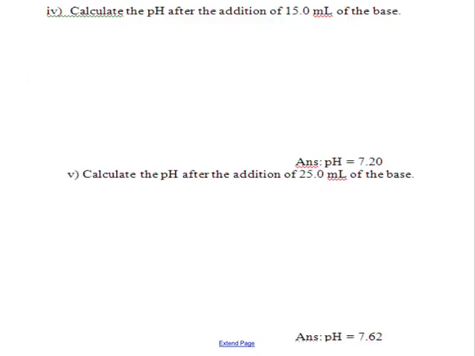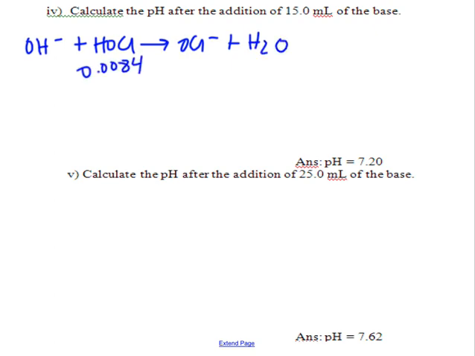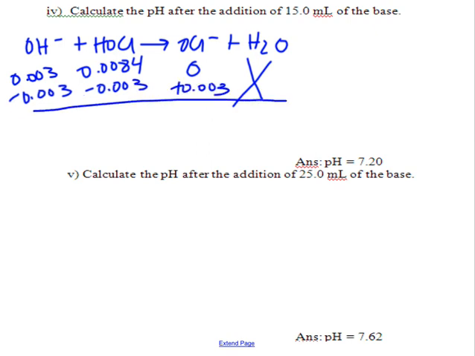Calculate the pH after the addition of 15 mL of base. So we're going to convert HA and OH minus into A minus and water. This is still 0.0084. Now it's 0.2 times 0.015, which is 0.003. Make sure my math is right. 0.003 moles are lost, and we're going to gain 0.003. So we're out of that. And then here we have 0.0054 and 0.003.